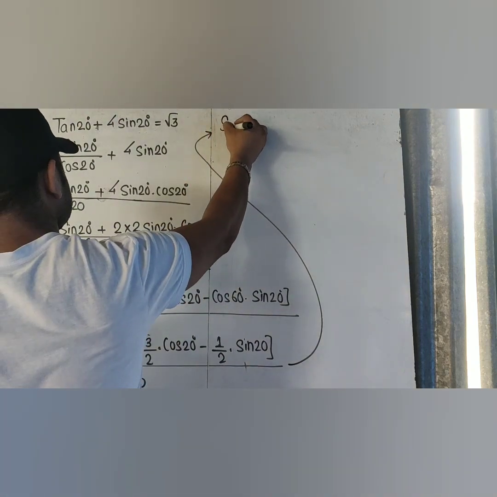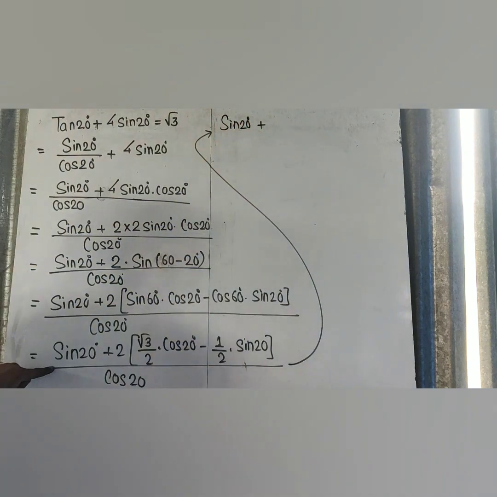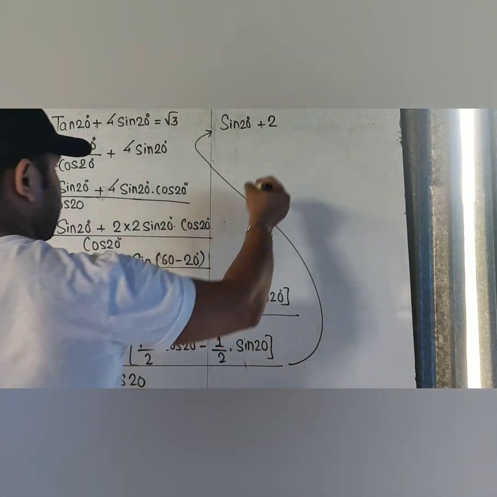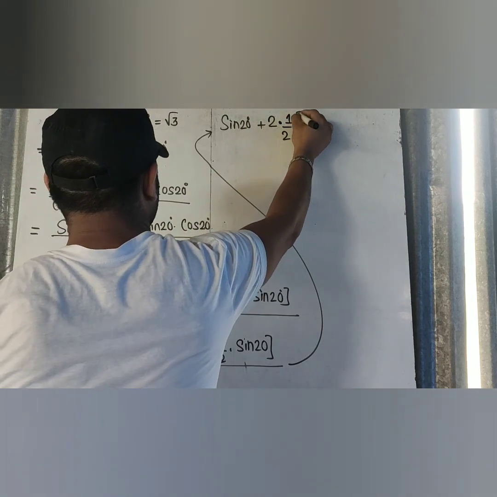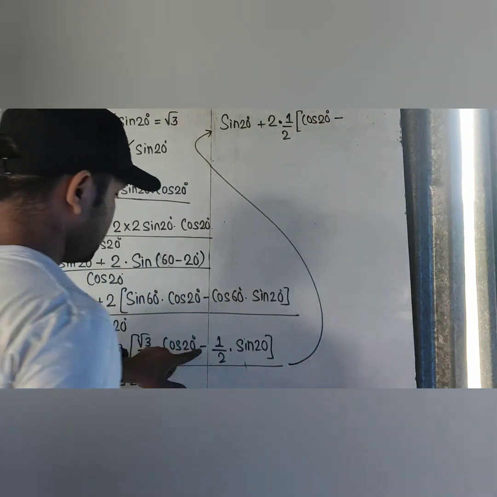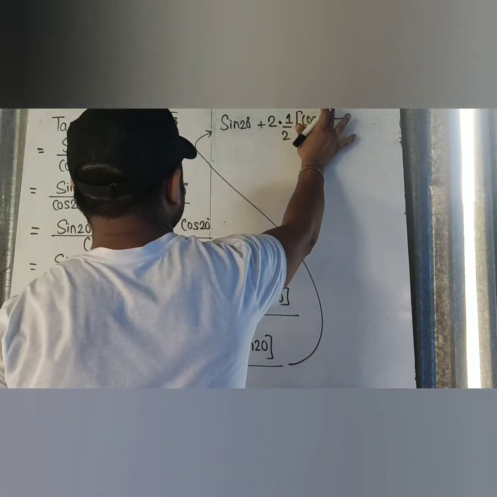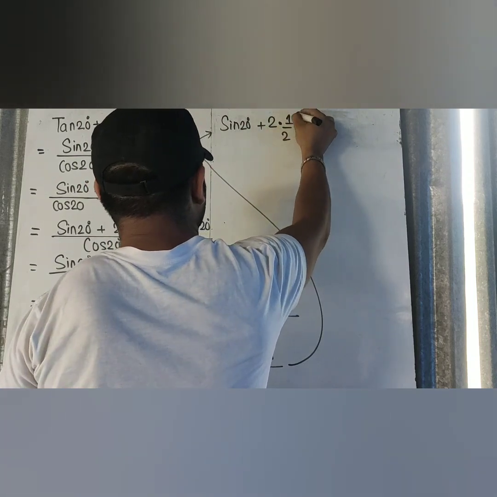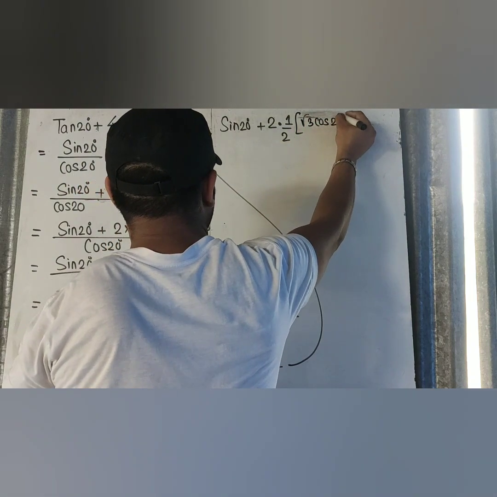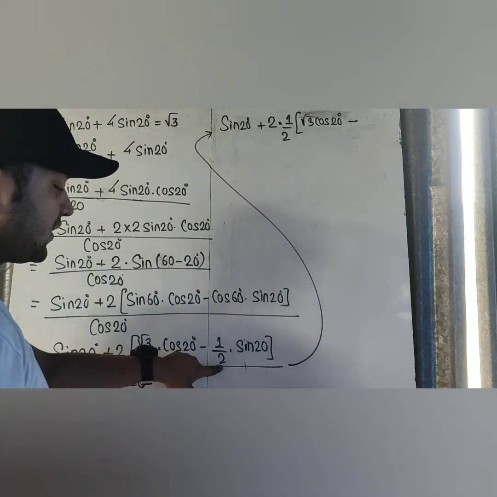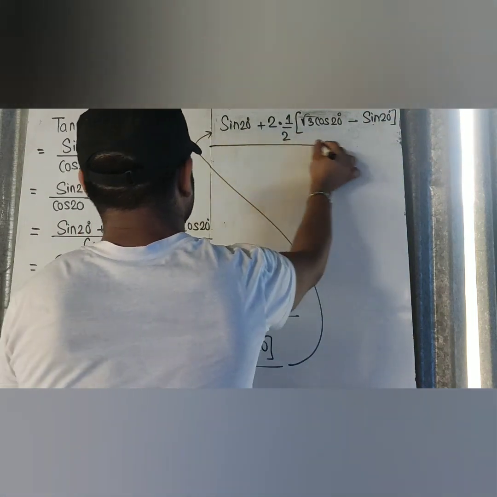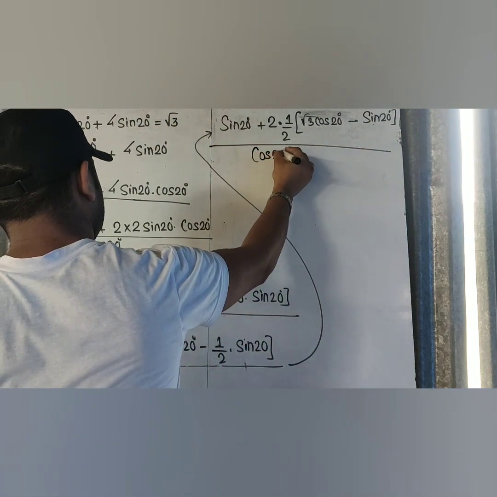Sin 20 as it is. Now cos 20 also the same. You have root 3 by 2 and you have 1 by 2 here. So you can take 1 by 2 common. Now what is left is root 3 cos 20 minus sin 20. After taking common, you have root 3 cos 20 minus 1 by 2 into sin 20. 1 by 2 is already common. You have sin 20 left here. Divided by cos 20. Now 2 and 2 cancel.